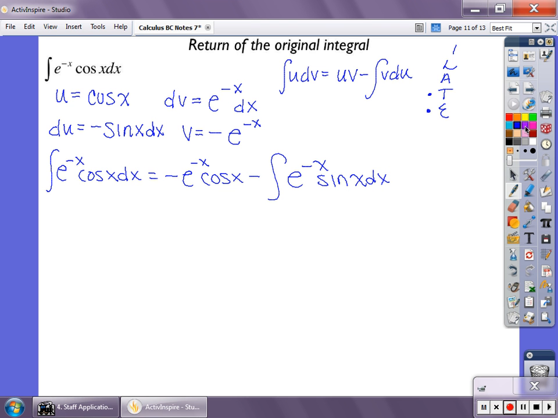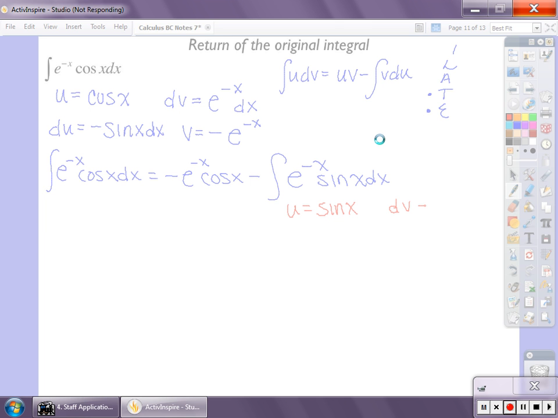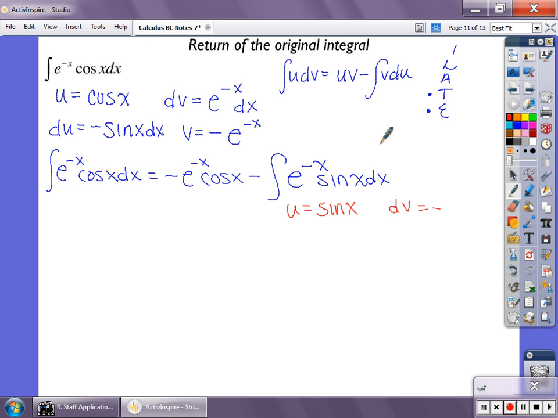Well, here I see another integration by parts. u is going to be the trigonometric function sine of x, and dv is going to be the exponential function e to the negative x dx. So du is cosine of x, and v is negative e to the negative x.